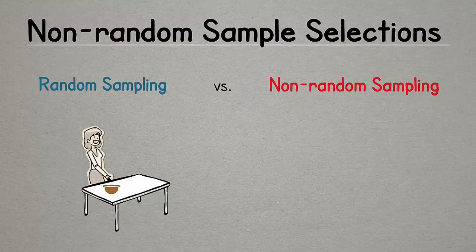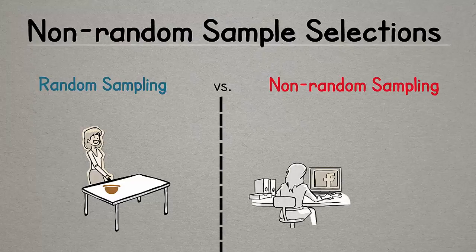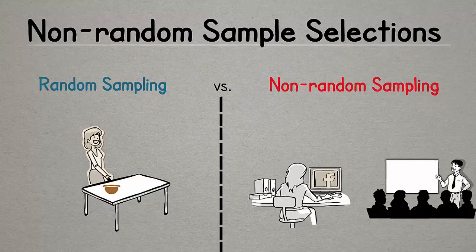Non-random sampling occurs when you distribute your questionnaire only to your friends on Facebook or to the first 10 people who arrive at an event. In both of these cases, the survey recipients do not have the same probability of being chosen as the others in the population they are meant to represent.